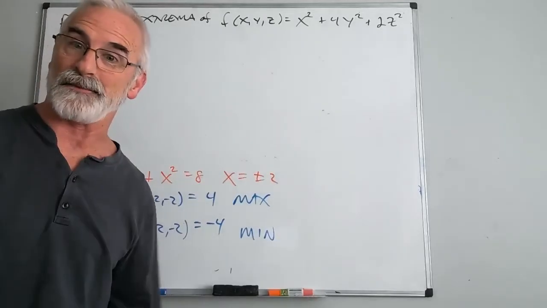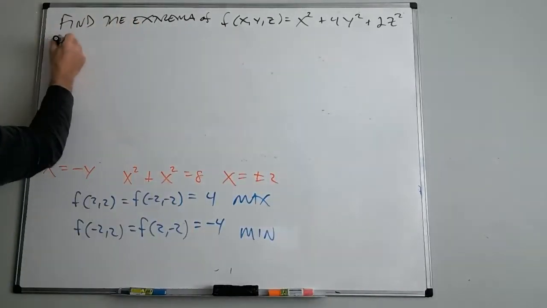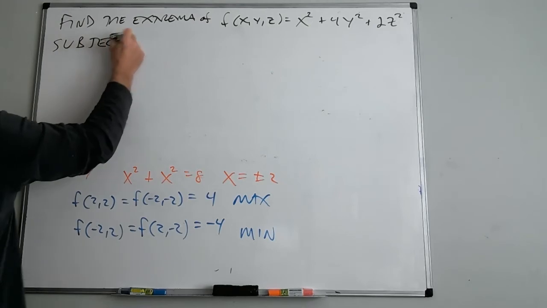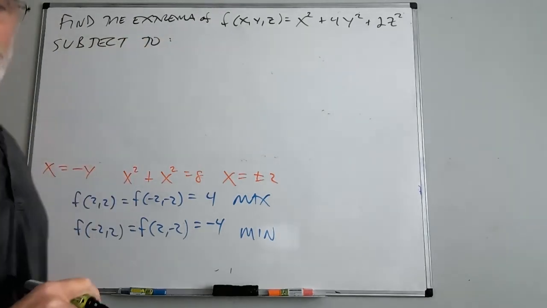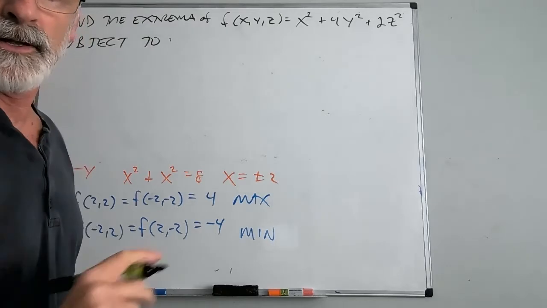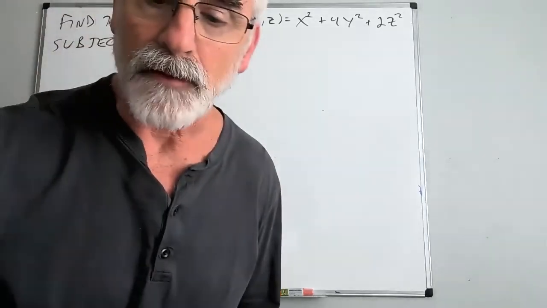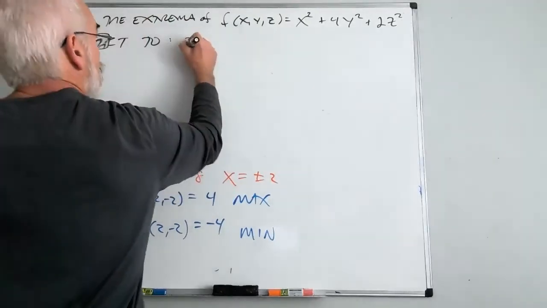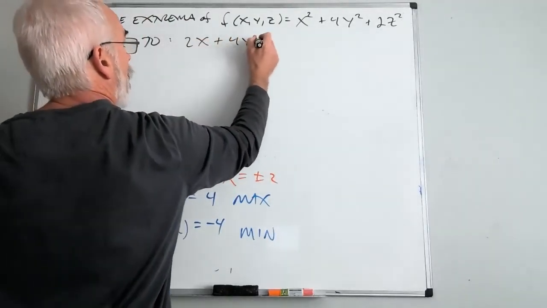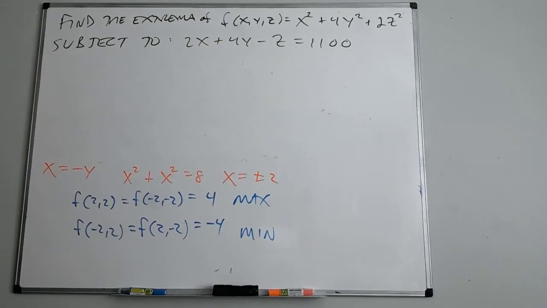Now, clearly, if x and y and z are just getting bigger and bigger, that thing's going to keep getting bigger and bigger. Whether they're positive or negative won't even matter. Oh, but wait a minute. Subject to, my constraint will make all the difference in the world. So subject to, hold on, what is my, can't read my own writing. 2x plus 4y minus z is 1100. Oh, that means all of my points must come from that plane.